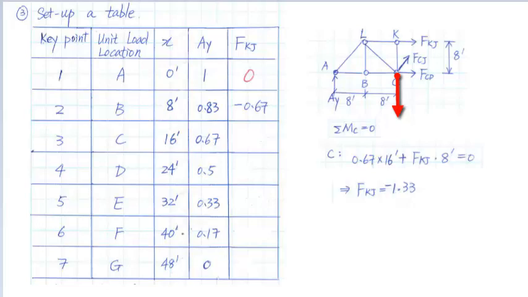Note that the unit load passes through the point C, so the unit load has no moment contribution to the point C. Solving the equation, we get Fkj equals negative 1.33 in compression. Input Fkj equals negative 1.33 into the table.